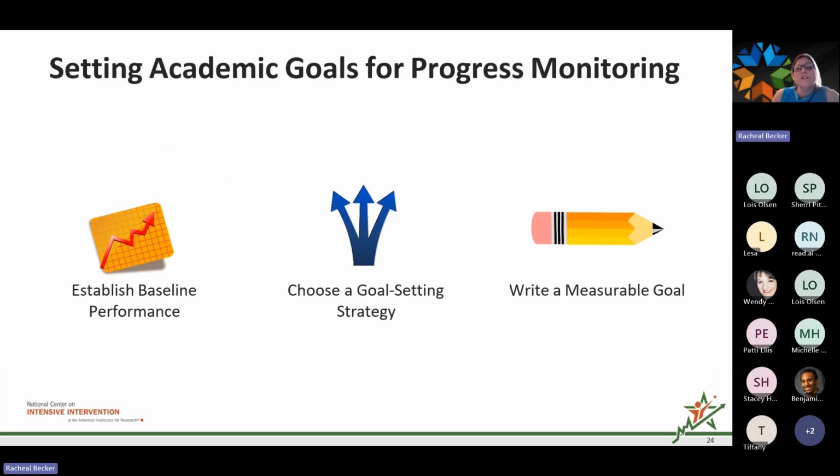So goal setting involves 3 steps. You want to establish the baseline. That's where the student is starting from. Choose a goal setting strategy. There are multiple valid approaches. And then, of course, write a measurable goal, because vague goals don't drive decisions.